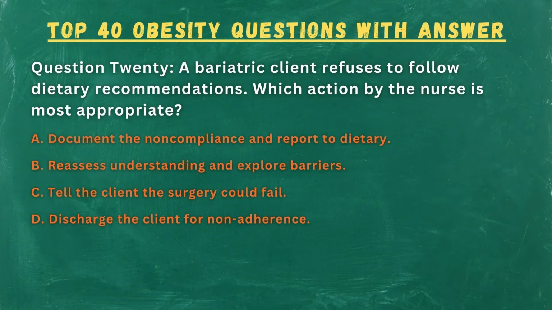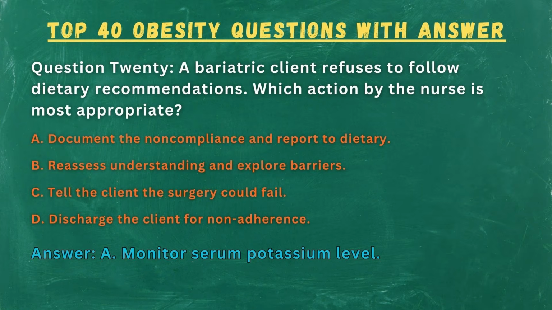Question 20. A bariatric client refuses to follow dietary recommendations. Which action by the nurse is most appropriate? A. Document the noncompliance and report to dietary. B. Reassess understanding and explore barriers. C. Tell the client the surgery could fail. D. Discharge the client for non-adherence. Answer: B. Reassess understanding and explore barriers.